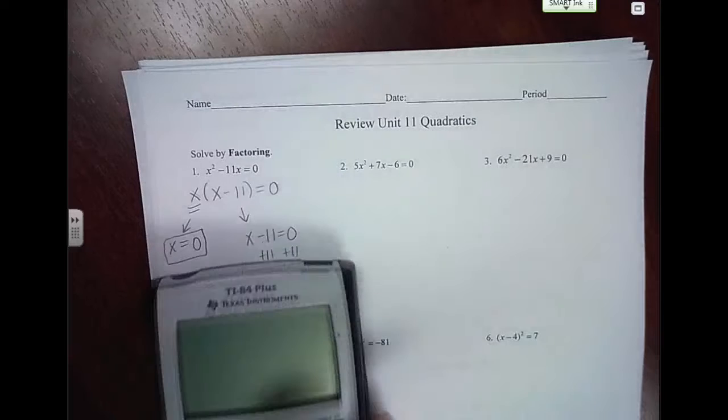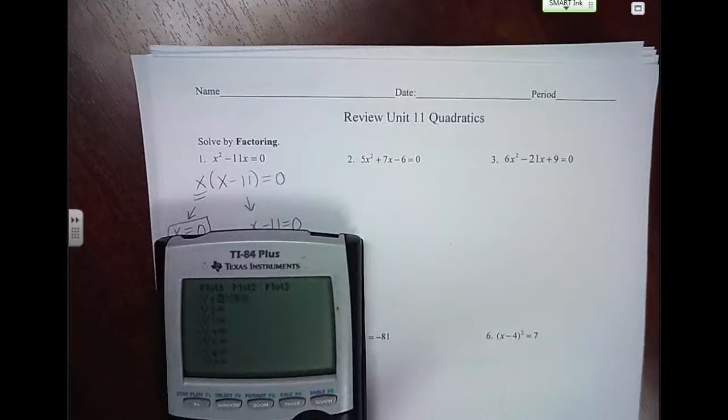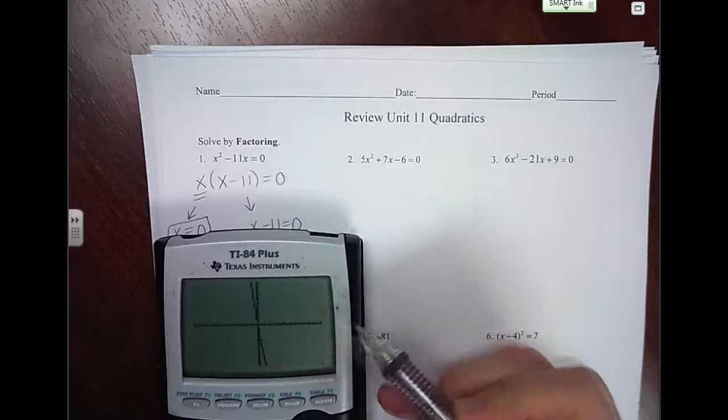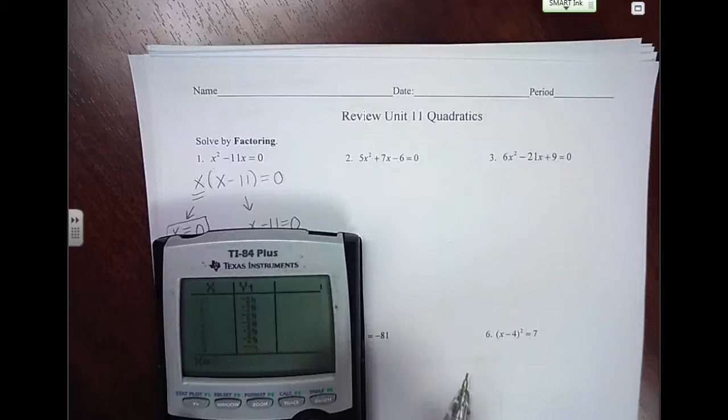So if I plug it in here into y equals x squared minus 11x, oopsies, you can graph it. So there it crosses at 0, and I can't see 11, but I could go second graph to go to the table, and I can go to where x is 11, and there I get 0, so that works.